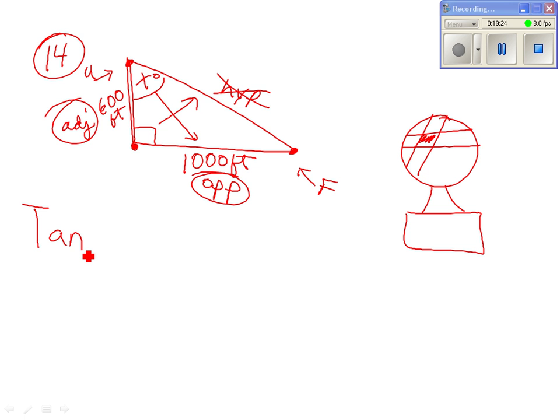So tangent of, what's our angle? X. Equals opposite over adjacent, 1,000 over 600. Isn't that 10 over 6? Opposite over adjacent. Can't we make it easy and go 10 over 6? Could you reduce it? Yeah, you could.